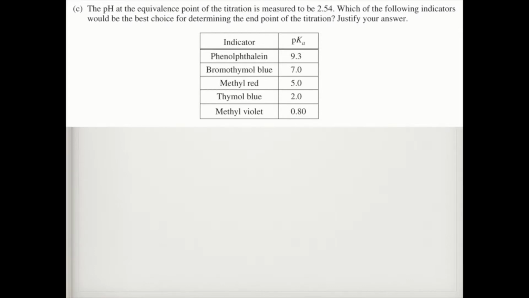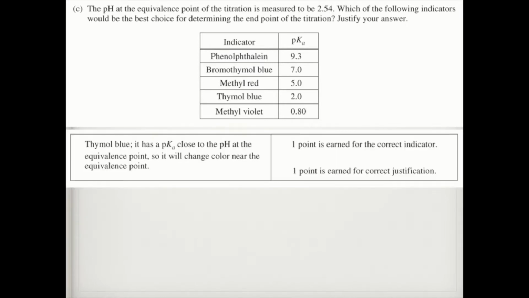Justify your answer. Okay, so if you notice, you need an indicator whose pKa is going to be close to where you have your equivalence point, right? So you have your equivalence point at 2.54. So I need an indicator whose pKa is going to be as close to 2.54 as possible. So that's going to be thymol blue. Okay, so you got 1 point for getting the correct answer. And since the question says justify your answer, you need to justify it. So the pKa for it is close to the pH at the equivalence point, okay? And that's your explanation, and you're good.